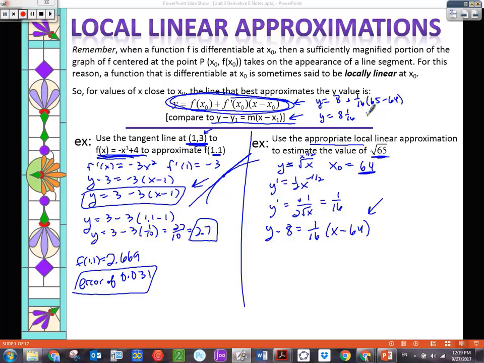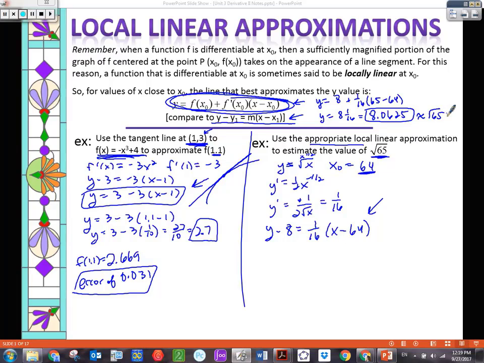We're getting ready to look at error, so I'm going to look at the decimal. The decimal would be 8.0625. So this is our estimate for square root of 65.